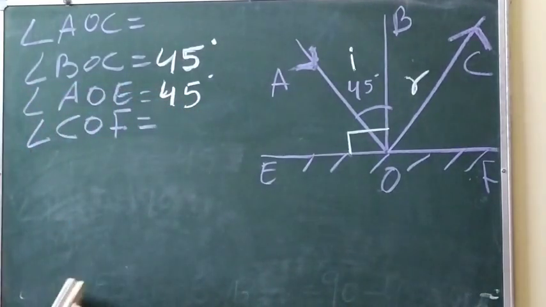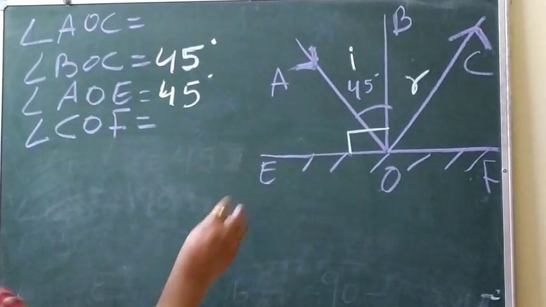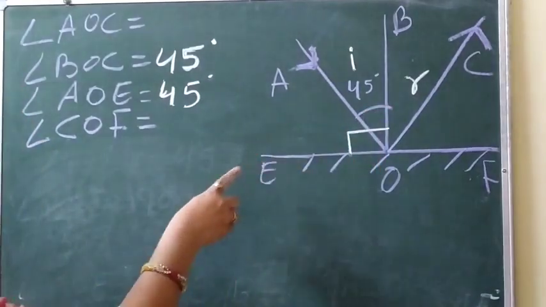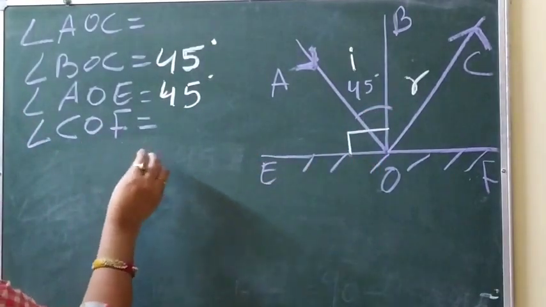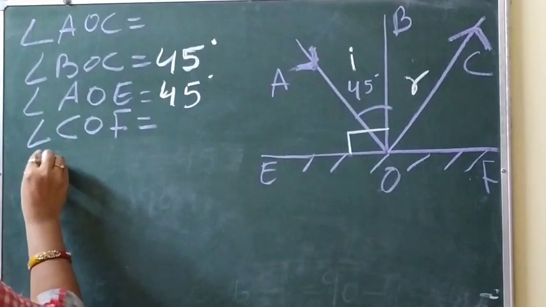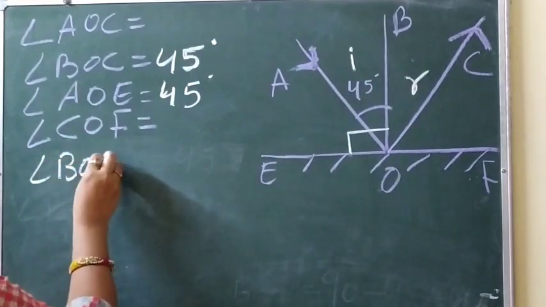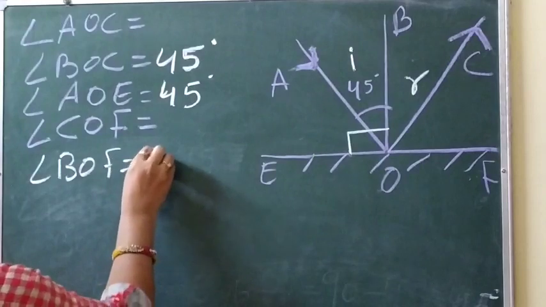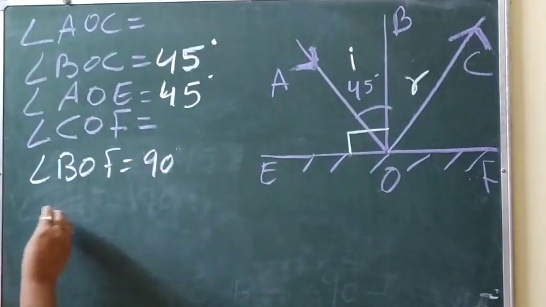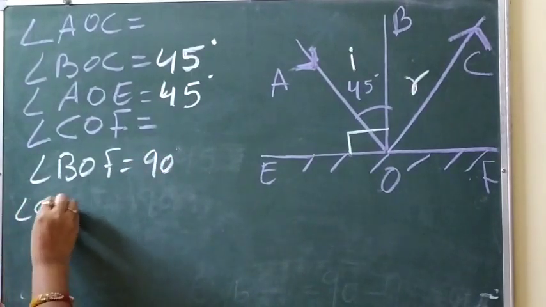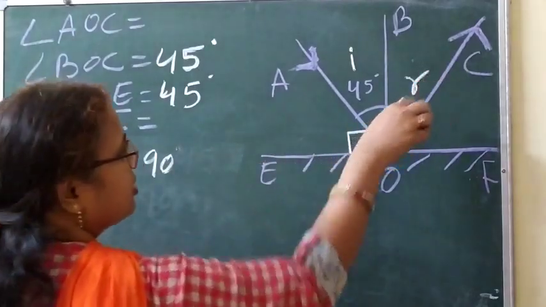So for the next value I am going to solve it. You have to find out the value of what? COF. So for this COF, we know that angle BOF is what? 90 degrees. Clear? So for finding the value of angle COF, we will write what?